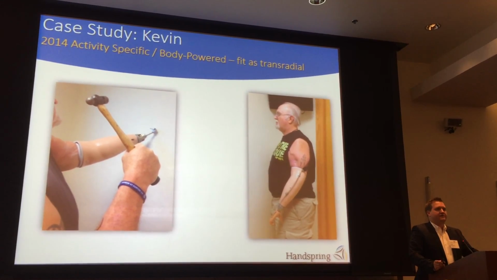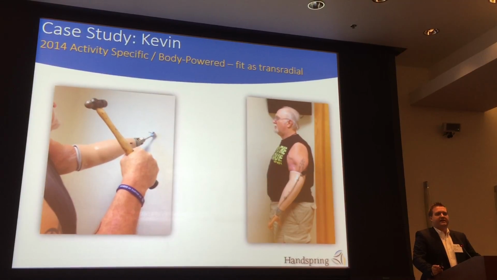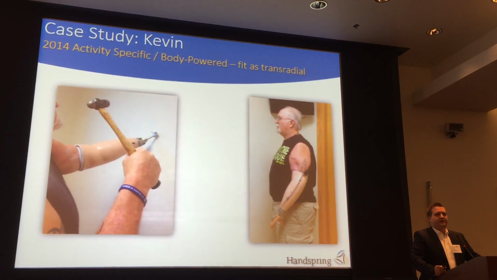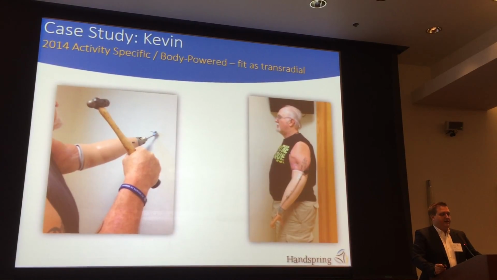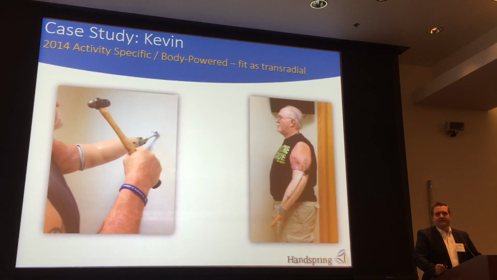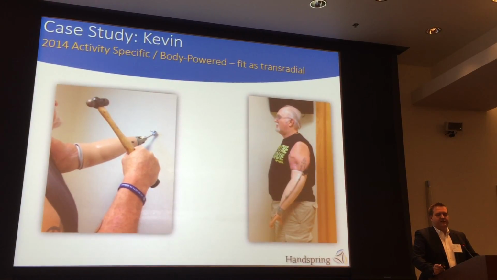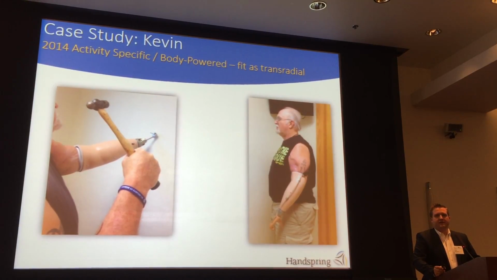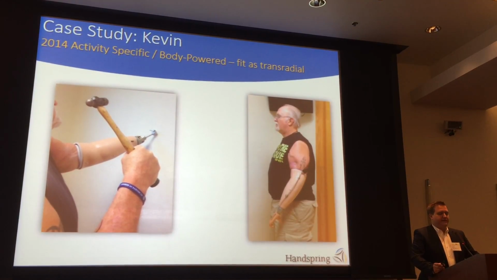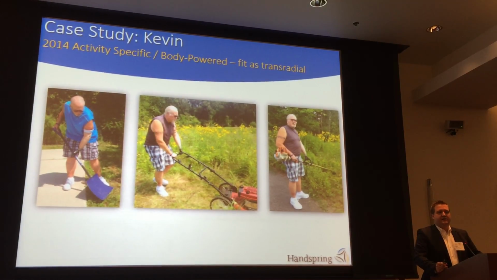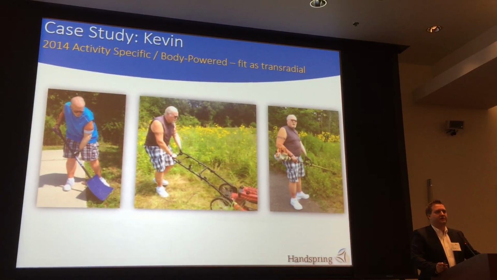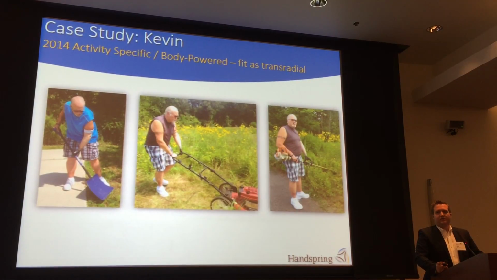We discussed further what his goals would be, and we decided to fit him as a transradial level with a somewhat banana-shaped prosthesis. We gave him activity-specific terminal devices, and he also did continue to use a harness with a voluntary closing terminal device. And this worked out really well for him, actually. And quite honestly, he does still use those prostheses for particular activities, and it works well as a tool for him.